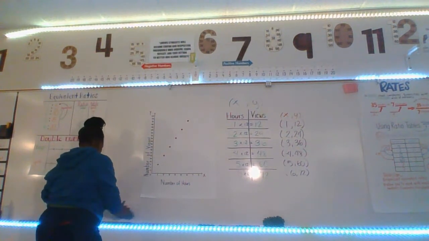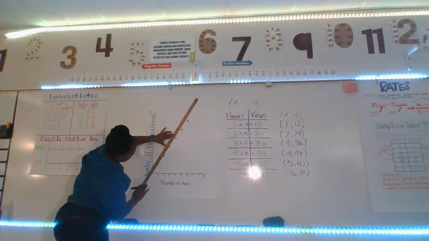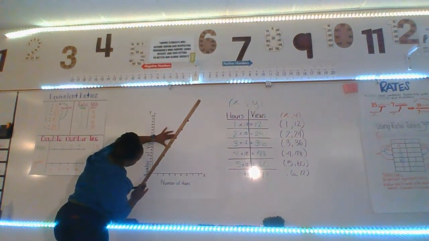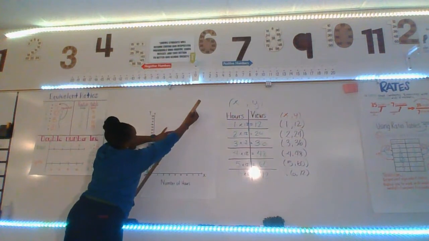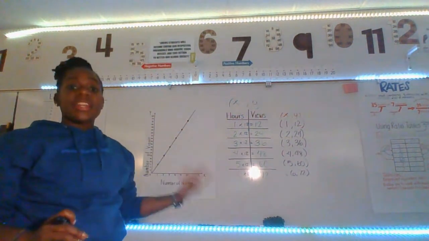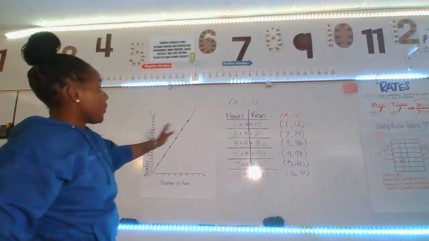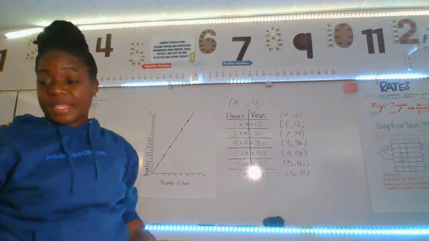Now, sometimes they would ask you to connect the dots, and this goes through the origin, so we're just going to draw a line to connect. All right? This would be another way to display the same exact information. All 3 of these things are displaying the same exact thing.